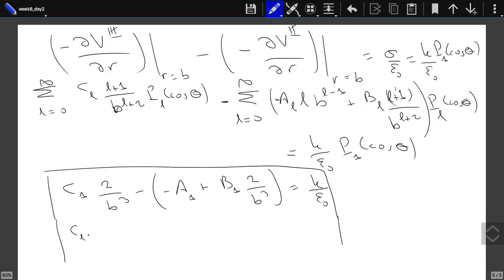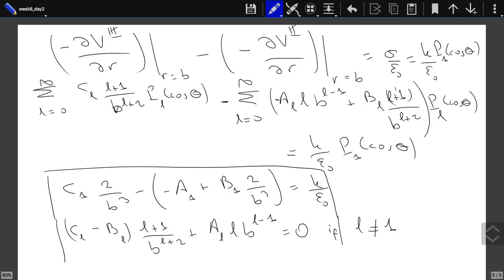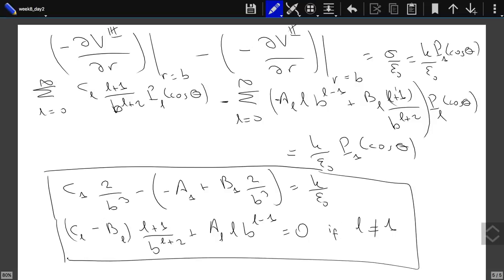And then, let me write it in this way: CL minus BL times L plus 1 over B to the L plus 2, plus AL times L B to the power L minus 1. This should be equal to 0 if L is not 1. And this is my third set of equations. I have 3 sets of unknowns, 3 sets of equations. Now I should be able to find them all. Let me combine my equations.